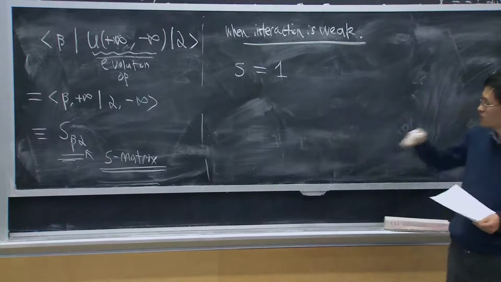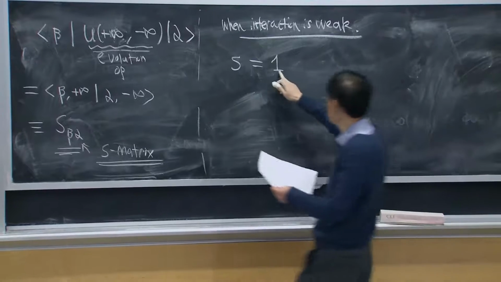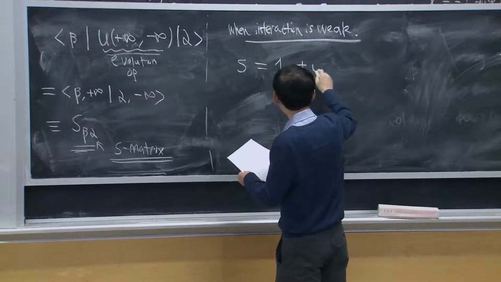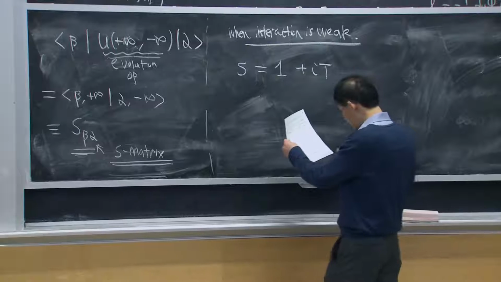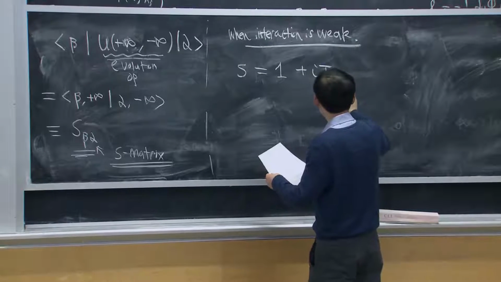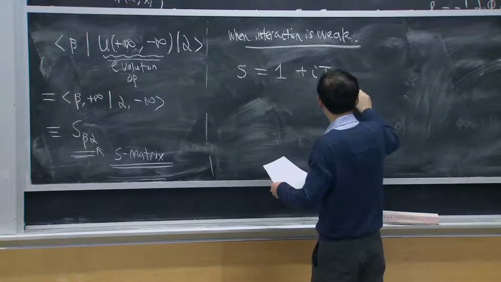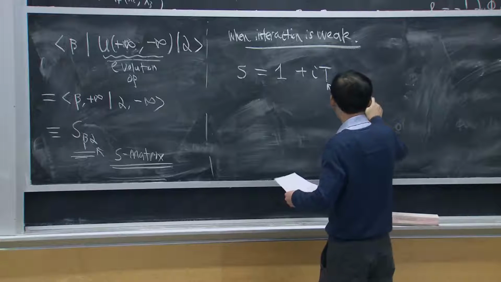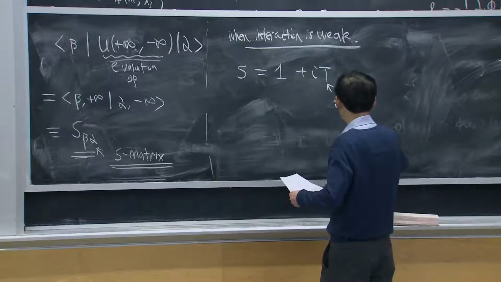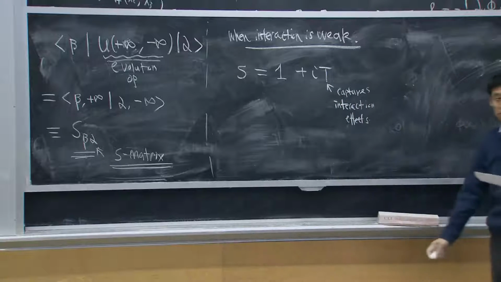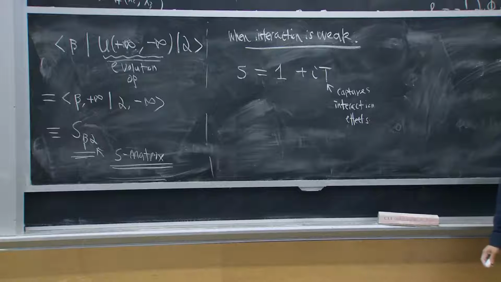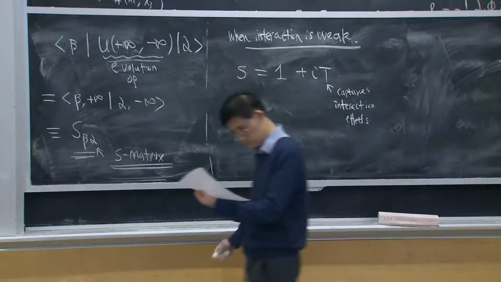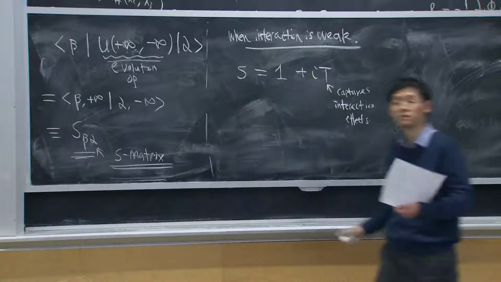Now if you think the interaction is weak, it's convenient to write the S matrix in the following form, 1 plus iT. This T includes the interaction part and captures the interaction effect. By definition, yes. Any questions on this?